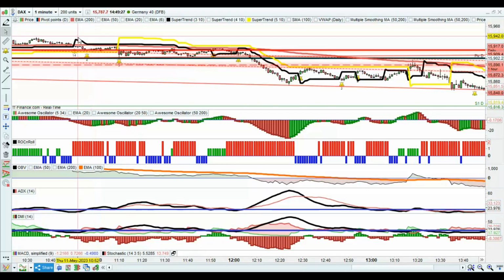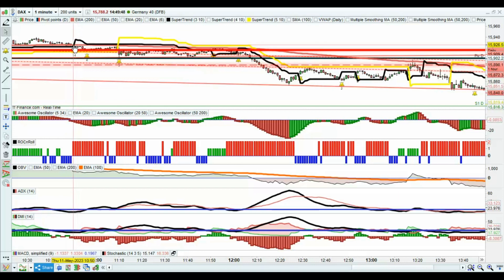and we just go and have a look at 10:50 this morning, so 10 to 11, and the DAX crossed through super trend here. It was just hovering around the daily resistance level, which is at 15,917.